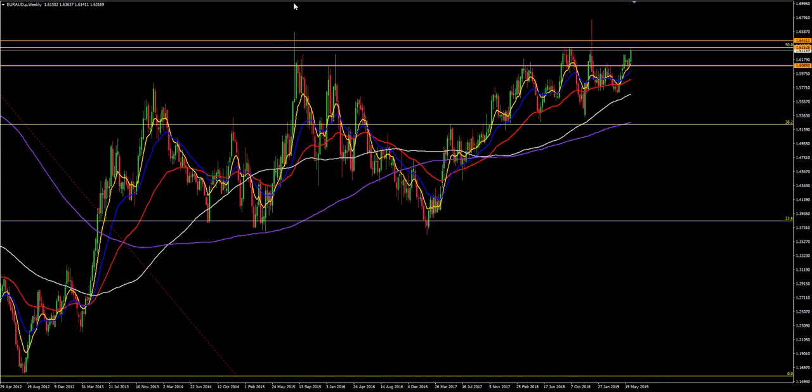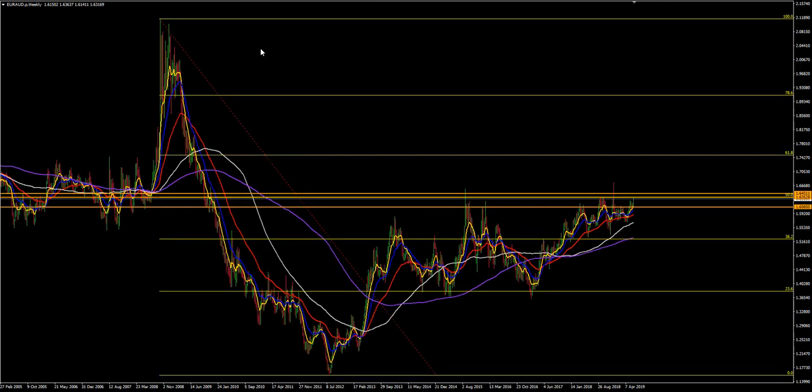If I zoom out onto the weekly chart, we can see, taking the fib level from this high and this low here, we are sitting bang on the 50 fib region. So it's a very strong resistance level.